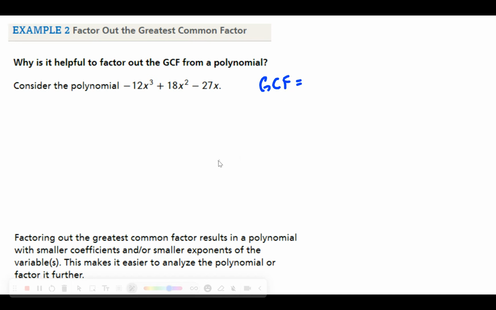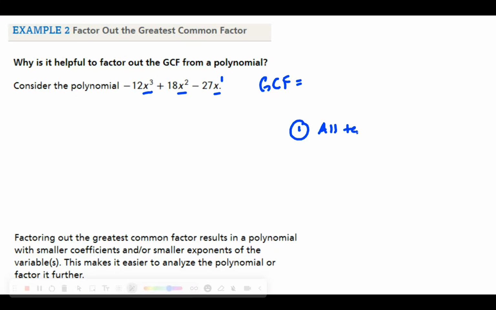Well, the first thing is I'm going to look at the variables. I see a variable here, a variable here, and a variable here. All of the terms have the variable. So this x has an exponent of 3. That means there's 3 x's. This has an exponent of 2. This x has an exponent of 1, right? This dot should not be there. It's just a dot. So when we're looking for the GCF, if all of your terms have a variable, you're going to remove the smallest exponent.